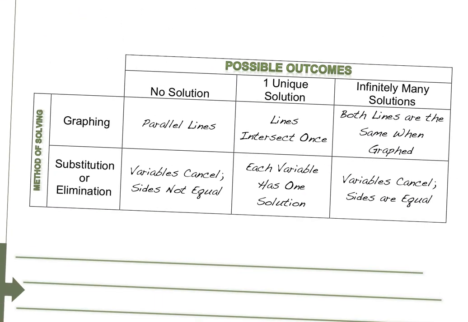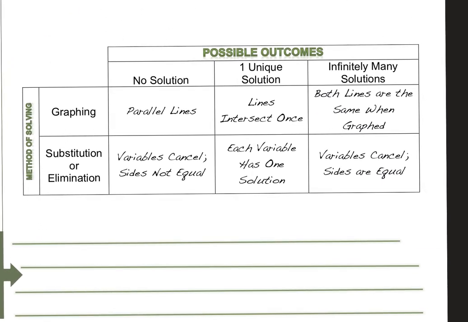All right, and I put that here in a chart for you. So no solution graphically, it's going to have parallel lines, and the variables will cancel, and you'll get sides that aren't equal. One solution, the lines intersect exactly once, and each variable has a single solution. Infinitely many solutions, both lines are the exact same when graphed, and the variables cancel, but the sides are equal, right? Like, for example here, well, not x equals, this would be like 2 equals 0, which is not true.